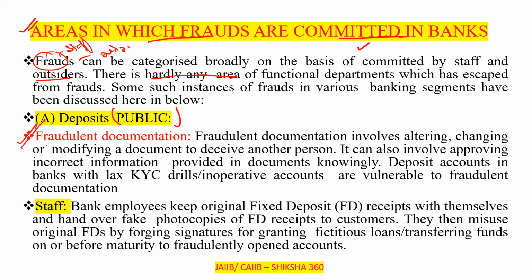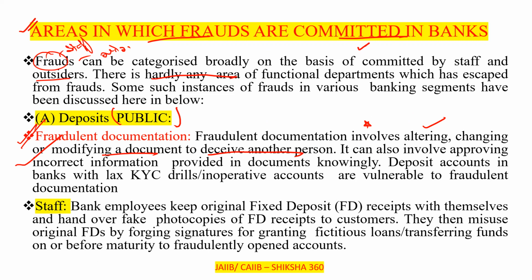Fraudulent documentation. What is the meaning of that? Basically, fraudulent documentation involves altering, changing or modifying a document to deceive another person. It can also involve knowingly approving incorrect information provided in the documents.